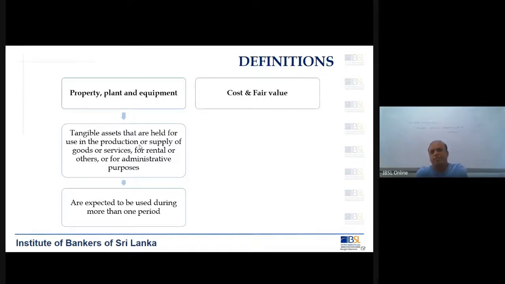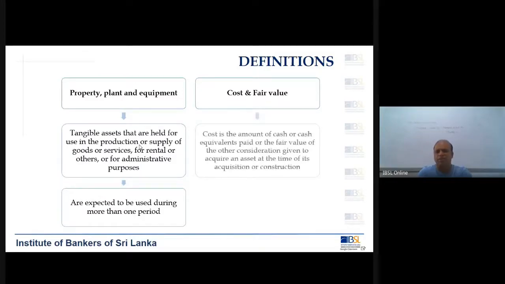Then the second definition is about cost and the fair value. So we have two terms here. One is cost, one is fair value. Cost is the amount of cash or cash equivalent paid or the fair value of the other consideration given to acquire an asset at the time of its acquisition or construction. So the definitions you will have to remember, but it will be a little too much because these are theoretical definitions. So you need to know to write in case you are required to define these in exams.